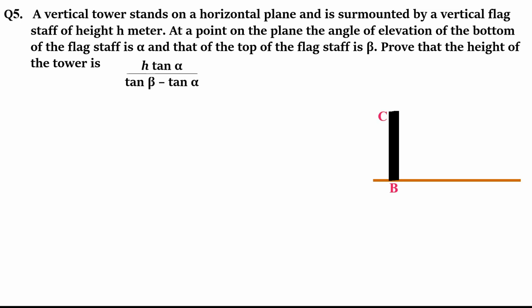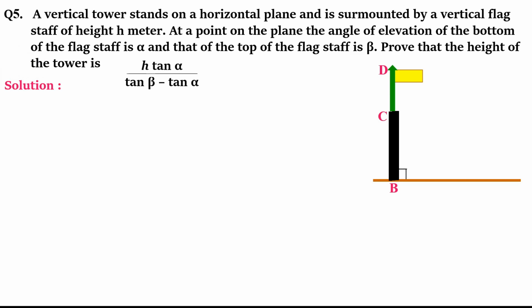Let us give some name. Let it be BC, and yes, the tower is perpendicular to the horizontal line. It's standing vertical, straight, and on the top of this tower we have a vertical flag staff. So here we have the vertical flag staff. Let us give some name to it. Let CD be the height of the flag staff, and BC be the height of the tower.